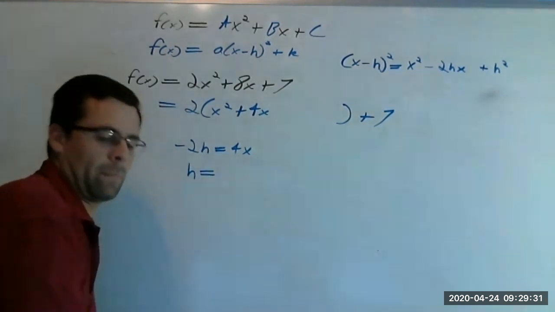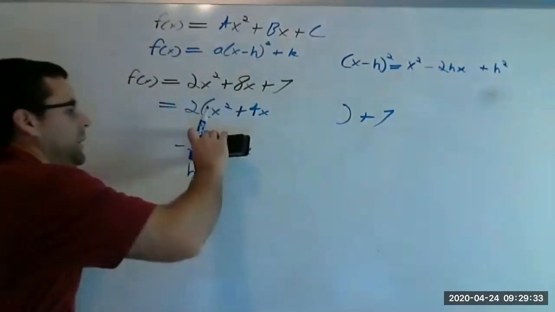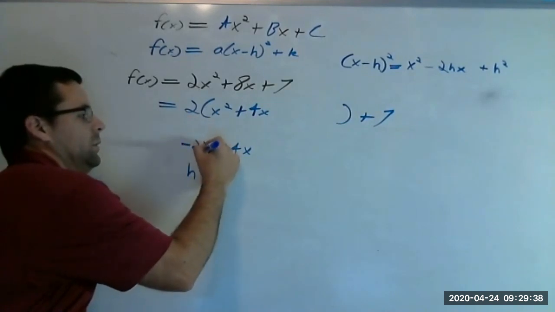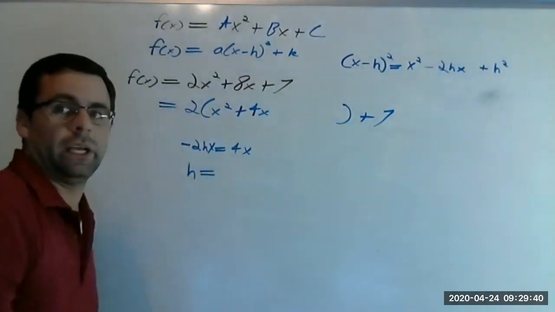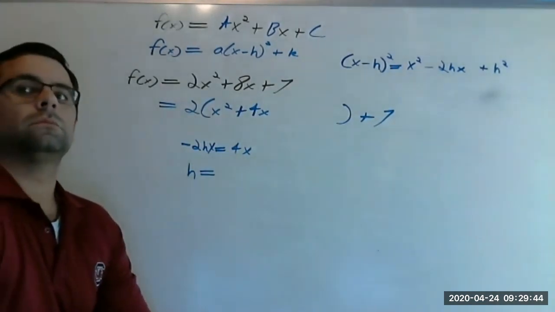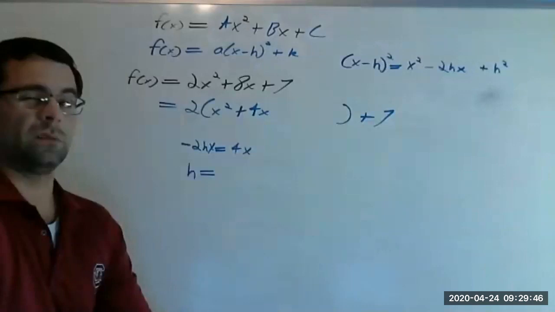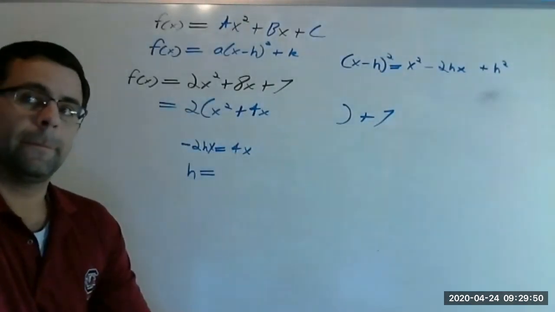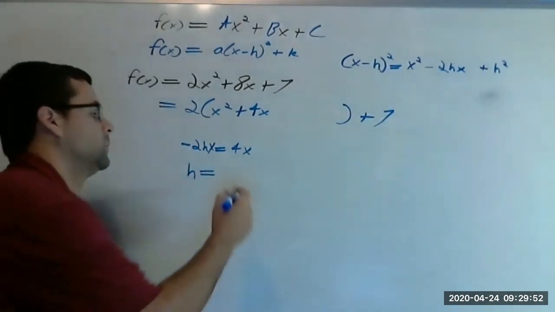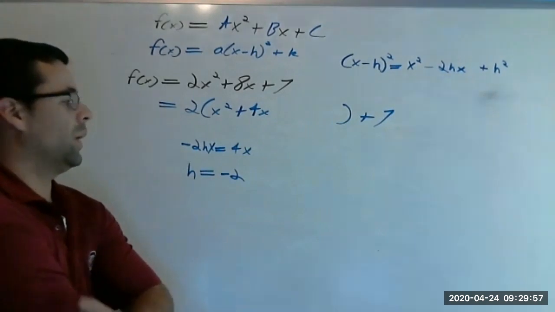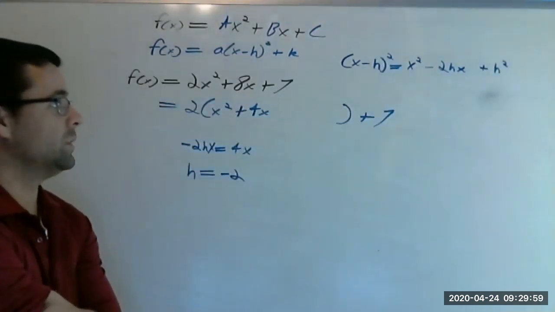Negative 2x. I'm sorry, I should have done it like this. Negative 2h x. But you sounded right. So what did you say? Negative 2. Yeah. So h equals negative 2.